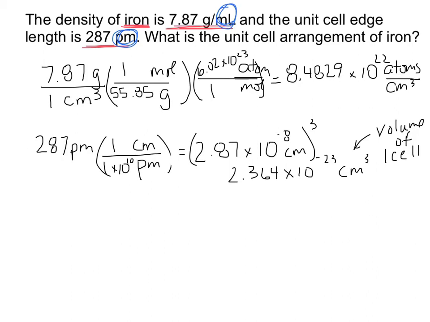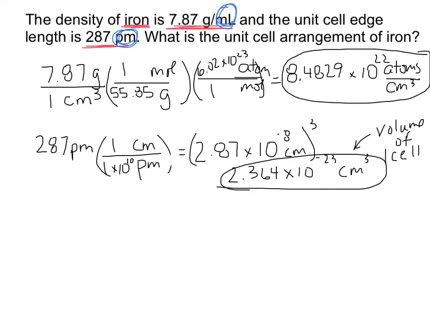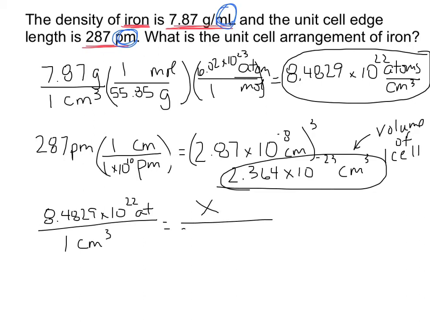Now, if I know that this is the volume of 1 cell here, and I know that there are this many atoms per centimeter cubed, then I can very easily figure out how many atoms per cell there is by setting up a little proportion. So if I have 8.4829 times 10 to the 22nd atoms, I'm just going to make it AT, per 1 centimeter cubed, then I have X number of atoms per 2.364 times 10 to the negative 23rd centimeters cubed. And when I solve for that, I end up with 2 atoms.